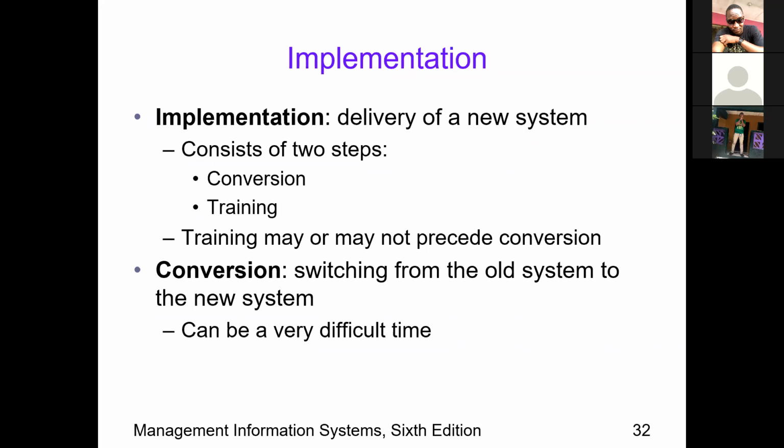Now, after we have analyzed and designed, we'll go to implementation. Implementation is where you deliver the new system. It comprises two steps, conversion and training. Conversion is moving from the old system to the new one, or changing from a manual to an automated system. And when you do that, you've got to train the people. So like I said, conversion is switching from the old system to the new one. It can be very difficult at times.